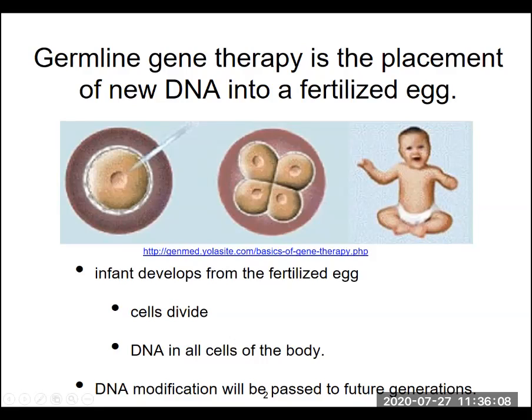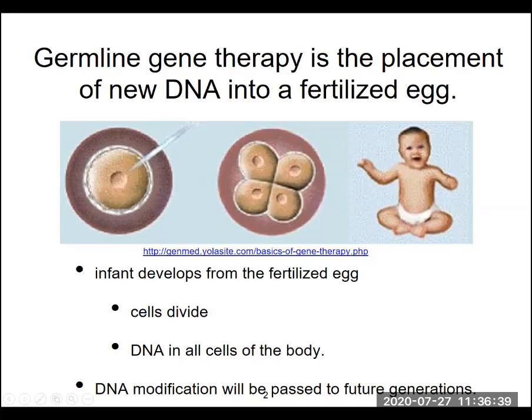And because it's in that fertilized egg, as that fertilized egg goes through the process of development, starts to divide and produce lots and lots of cells, those cells start to differentiate, start to become specialized, and start to develop into the infant. The infant will grow into the child and then the adult. What's going to happen is that the DNA that we inserted into the fertilized egg is going to be found in every cell within this individual.